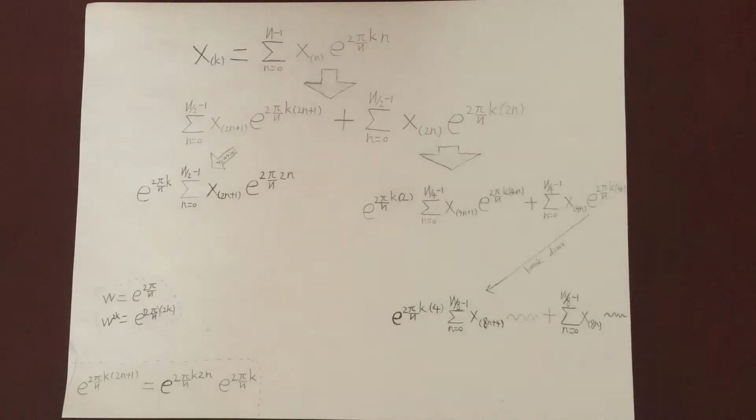Also, these things that I factor out are actually what we call the twiddle factors. They are the keys to the fast Fourier transform. Let me, in the rest of this video, just call them twiddle factors.